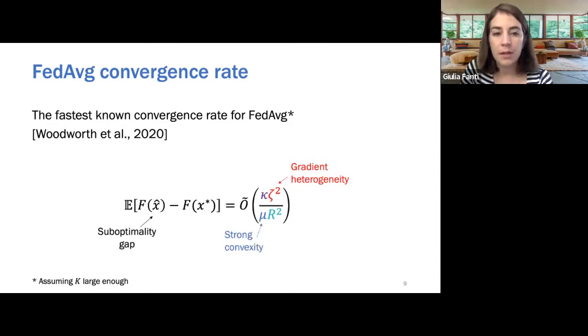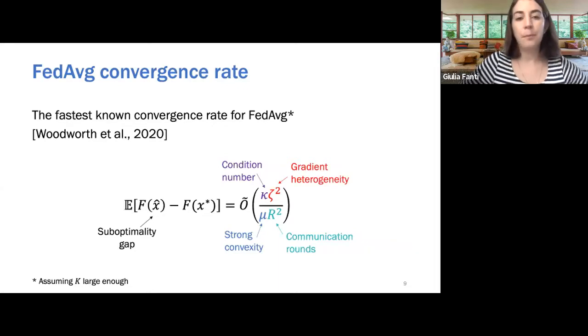We're assuming here that the problem is strongly convex. So mu is our strong convexity parameter, R is our total communication rounds, and kappa is our condition number. So we're also assuming smoothness. So kappa is the condition number.